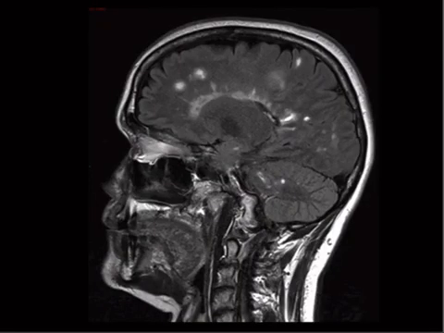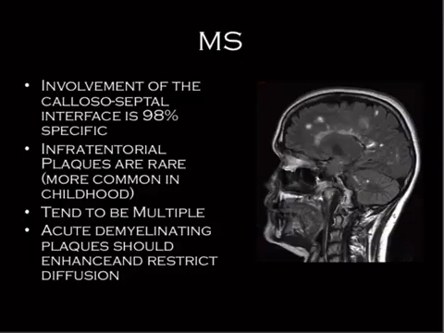All right, so classic case, can't forget about this. This is the way that it's going to be shown classically, because we're showing these demyelinating lesions along the callosal septal junction. Some people will call these things Dawson fingers, right? These little guys right here. And then we've got a whole bunch of different ones separated in time and space, right? MS. So the thing to remember is involvement of the callosal septal interface, 98% specific.